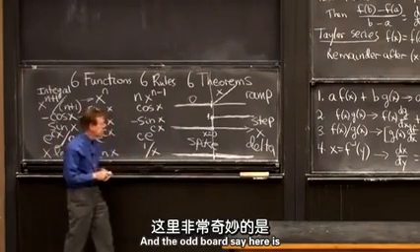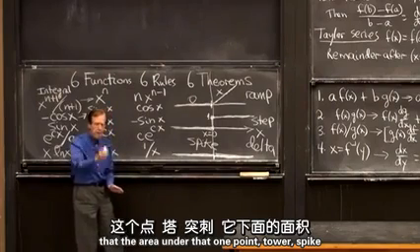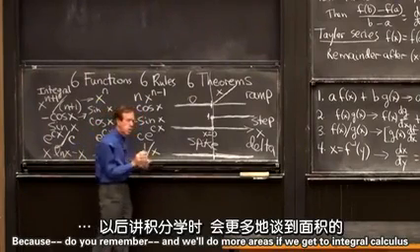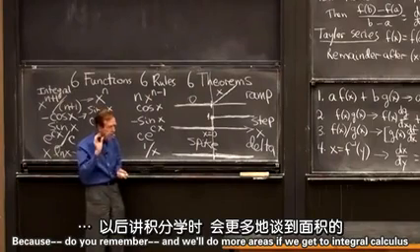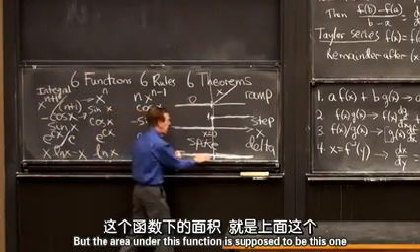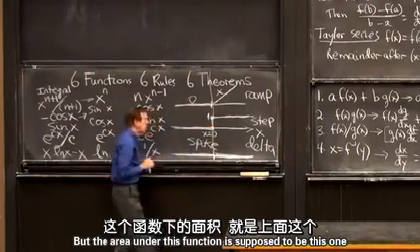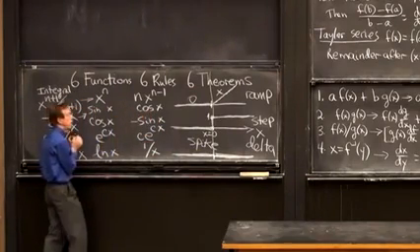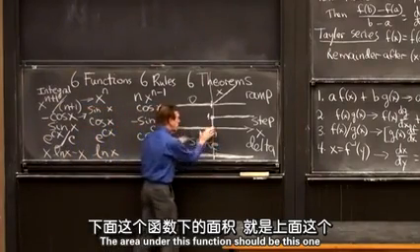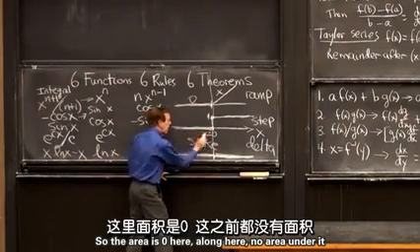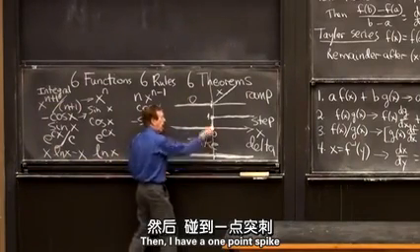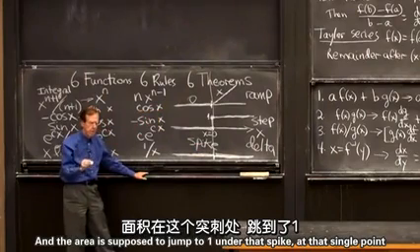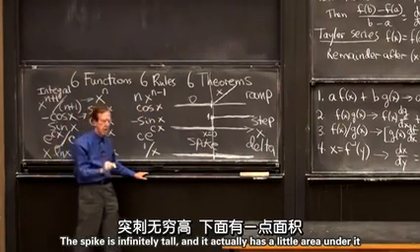And the oddball thing is that the area under that one-point spike is supposed to be 1. Do you remember, and we'll do more areas if we get to integral calculus, but the area under this function is supposed to be this one. The area under the cosine function is sine x. The area under this function should be this one. So the area is 0 here, running along here, no area under it. Then I have a one-point spike, and the area is supposed to jump to 1 under that spike at that single point. That spike is infinitely tall, and it actually has a little area under it.